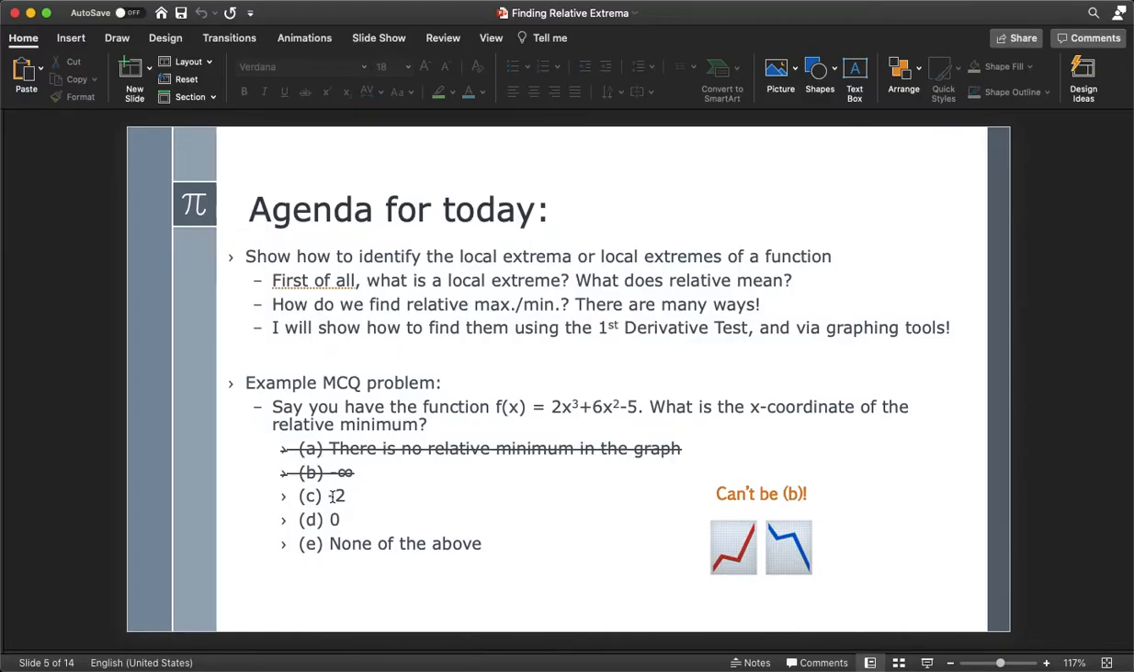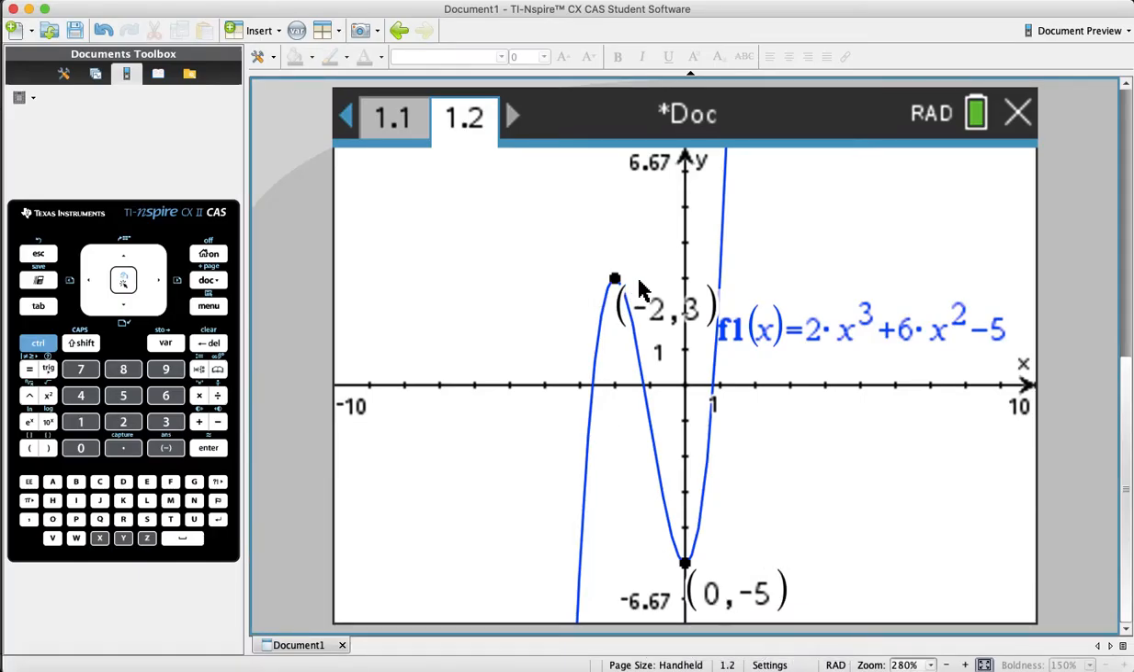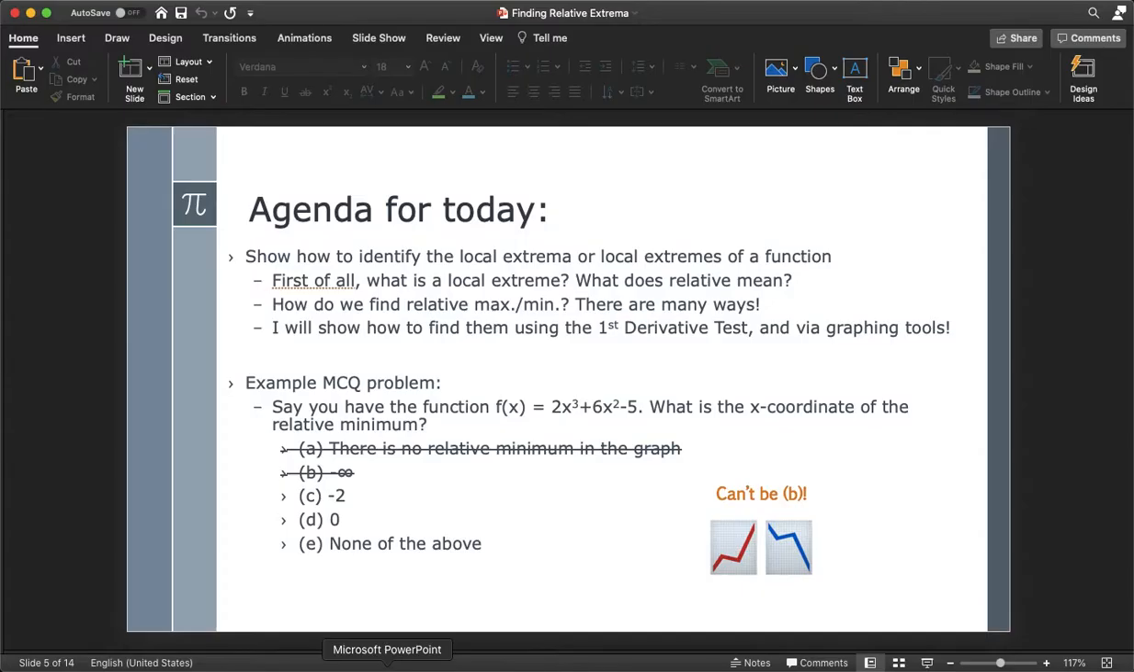So x equal to -2. Well, we know that this is the max. This is the relative max. And if we go to the next, yep, I can't see it being C, so it must be D. And yeah, so that wraps up the graphing part of this.